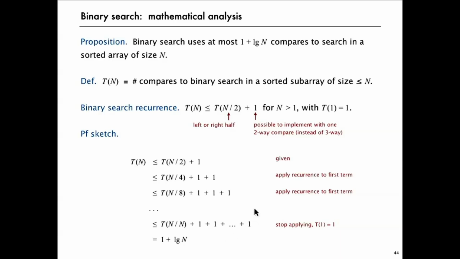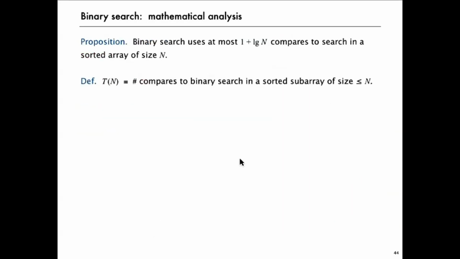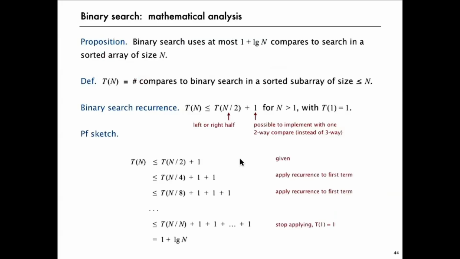You might have noticed that this proof actually only holds if n is a power of 2, because we didn't really specify in this recurrence what we mean if n is odd. But it's possible to go ahead and take care of that detail as well and show that binary search running time is logarithmic always.